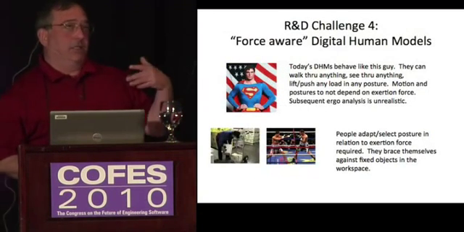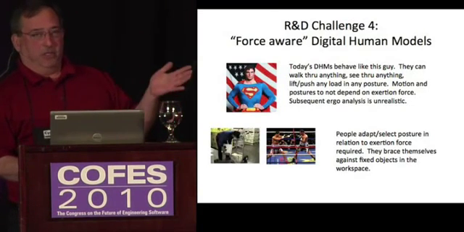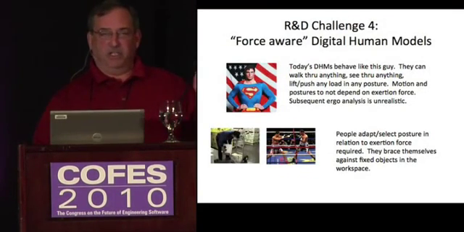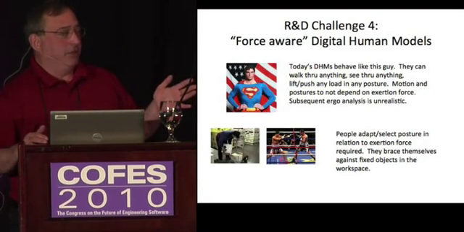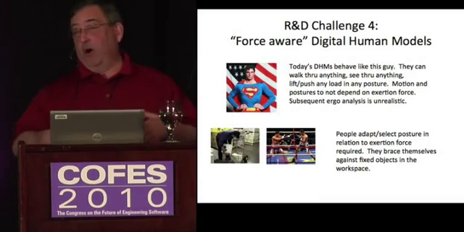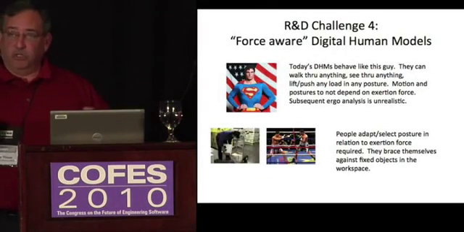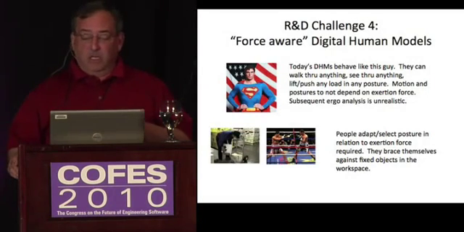Okay, and then the corresponding issue with respect to digital humans is really exemplified by this picture. Today, DHMs behave like Superman. They walk through anything, which is a little bit funny. They can see through anything. But if you ask Jack or Jill to pick up a box using a posture in the posture library, they will pick up that box, and it doesn't matter how heavy the box is. The motion or the posture will always be the same.